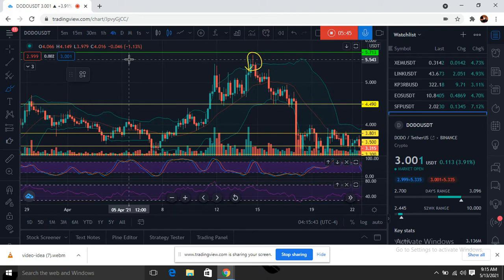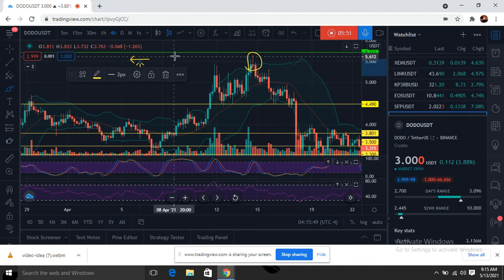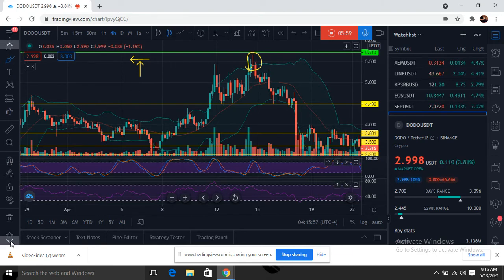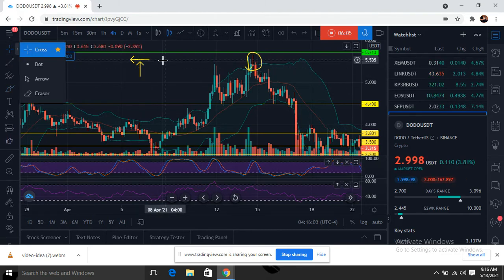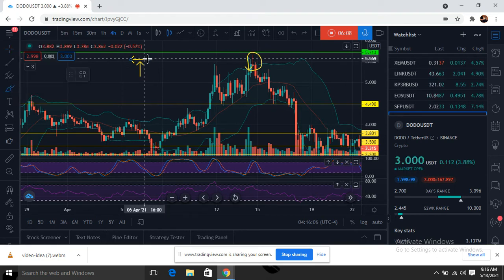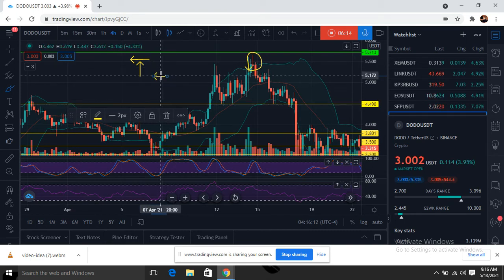Remember I told you a dragonfly doji looks like this. A gravestone doji is more like the opposite. Sorry, where is this thing coming from? Okay. A gravestone doji looks like this, the opposite. Okay, so this is how it looks. This is the dragonfly doji. There's a gravestone doji.